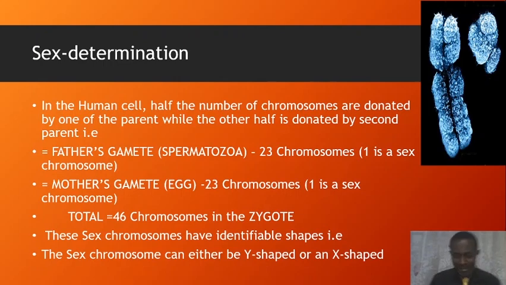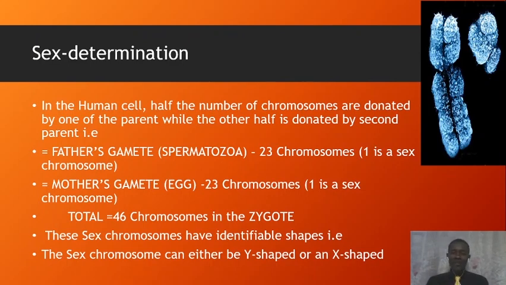This is not mythical stories. Please, you can observe it in the lab. When you view a human cell, you can see chromosomes like this, the one on your screen. The sex chromosomes can either be Y-shaped, and that is the one that is shorter and smaller in size. That is the Y-shaped chromosome. And then another sex-determining chromosome can take the shape of X. So the sex chromosome can either be Y-shaped or X-shaped.